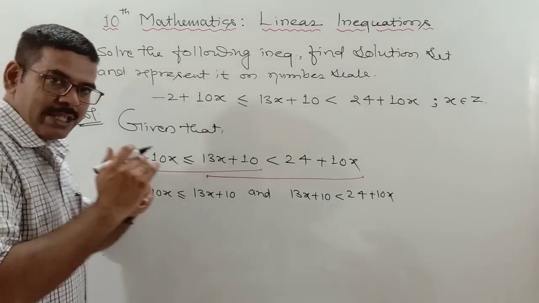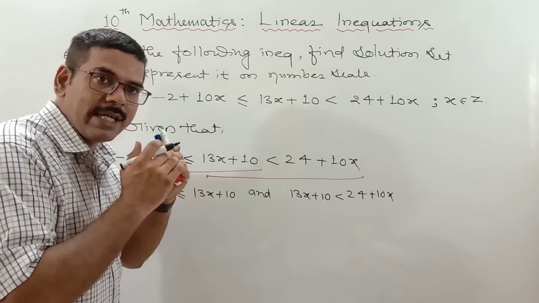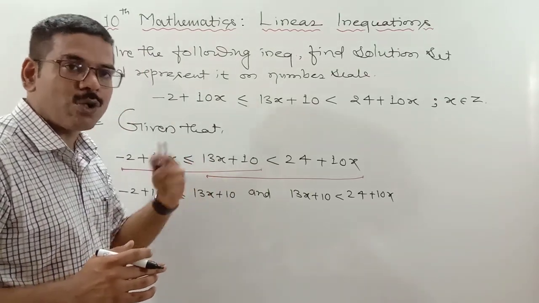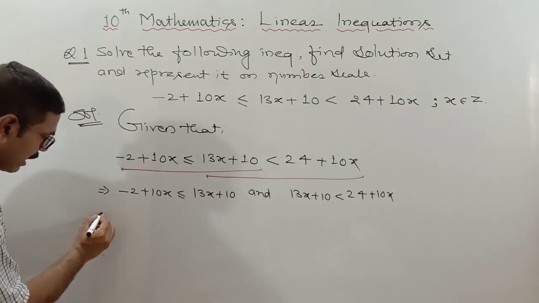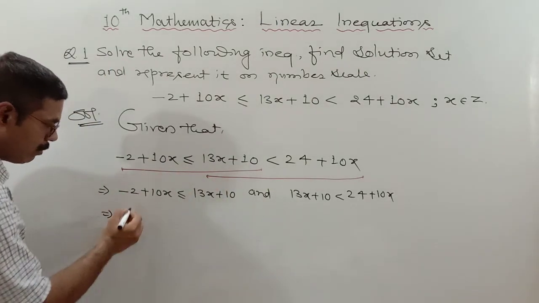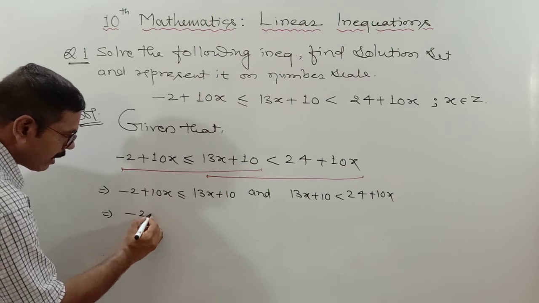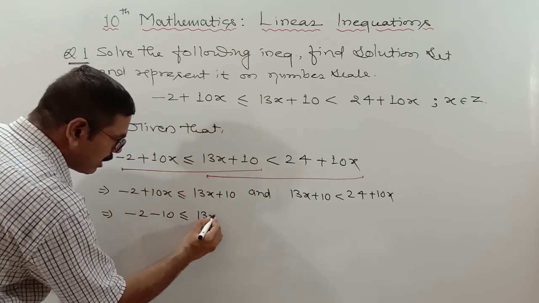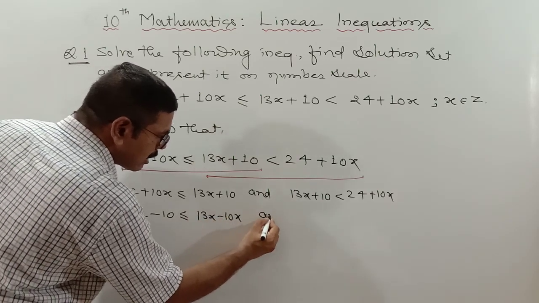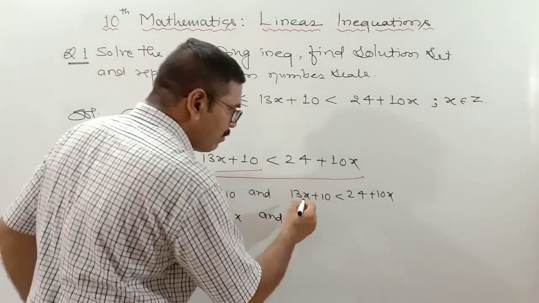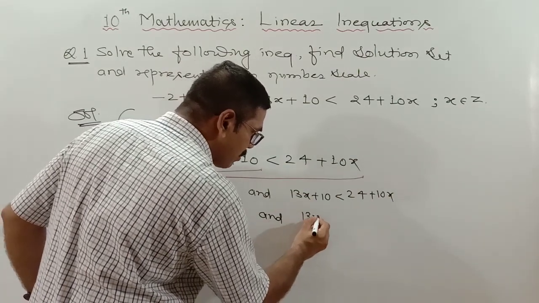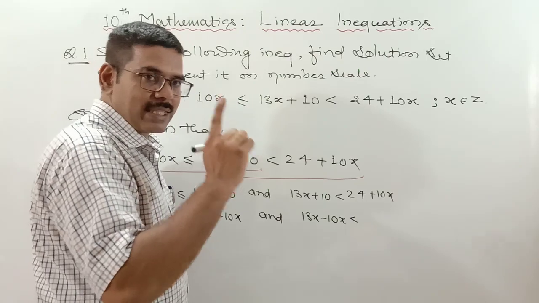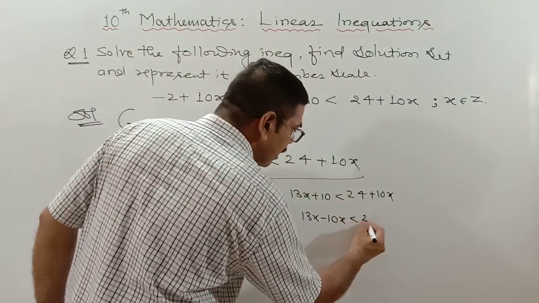Now we'll just transport all the numbers of x to one side and all the numbers that do not include the variable to another side. Is it clear? So minus 2 is here, plus 10, it will be minus 2 minus 10 is less or equal to 13x minus 10x, and here also the same 13x, that 10x we are bringing here. We'll try to keep the variable positive.